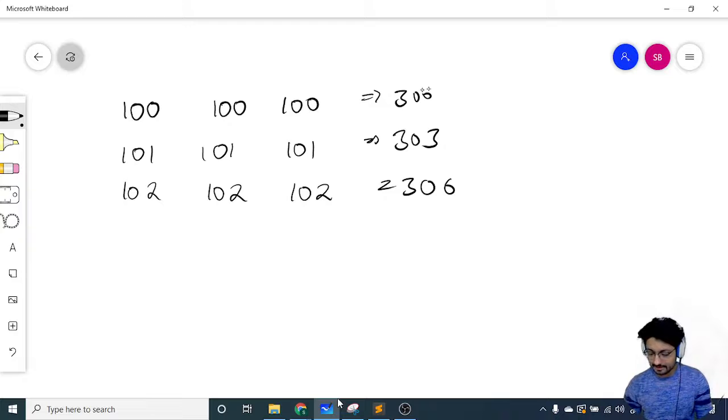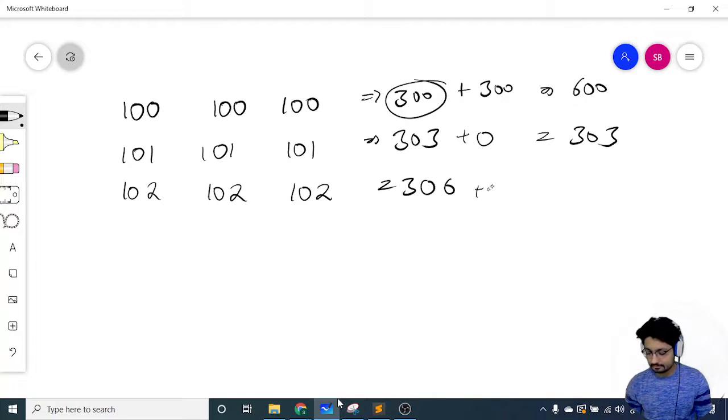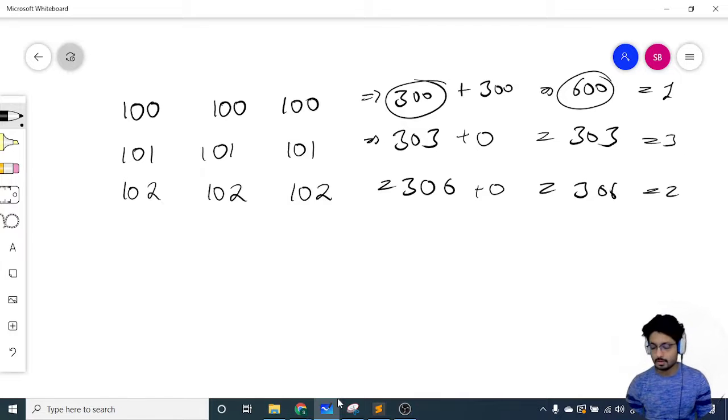Now let's say the first student we're talking about gets 300 marks, so the first student will get a total score of 600, and the other students will get 0 marks, so 303 and 306. Obviously this student will get the top score, which means the top rank, so this will get the first rank, this will get the second rank, the third rank, and so on. Also you might have understood that this is the case possible if I give this student full marks.